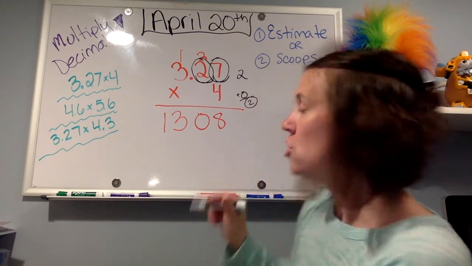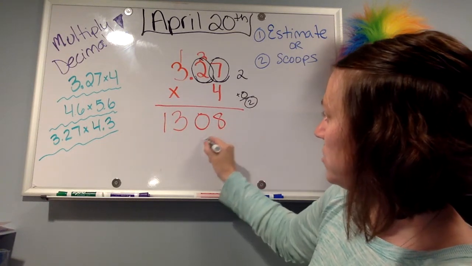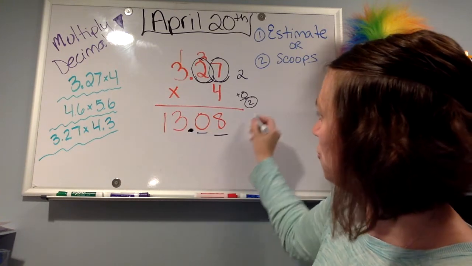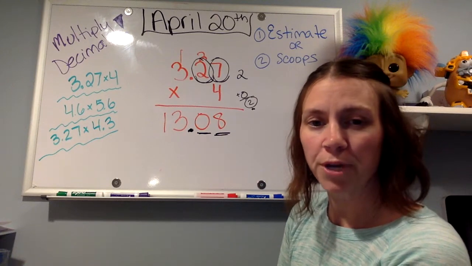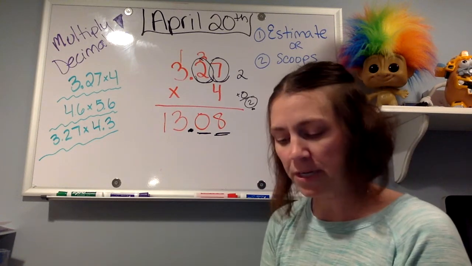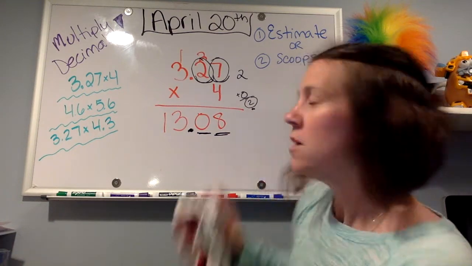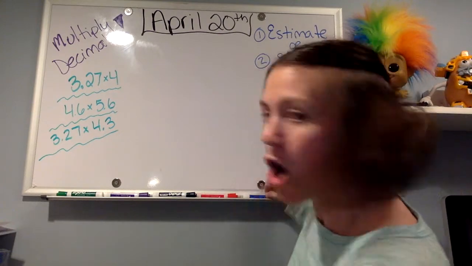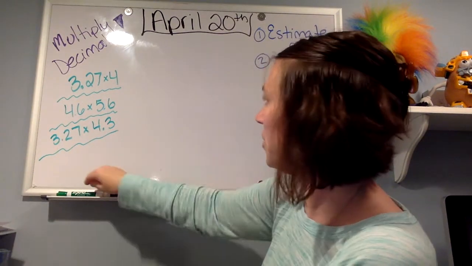2 numbers. So I'm going to start over here, and I can scoop over 1, 2, and know that my decimal would go right there. I need 2 numbers, 1, 2, after my decimal point. And that's how I would know where to put my decimal. So you can estimate, you can scoop, okay? I'm going to do another one. I'm going to do 2 more. I know it's long. You would normally be in a 90-minute math class. All right, so bear with me.